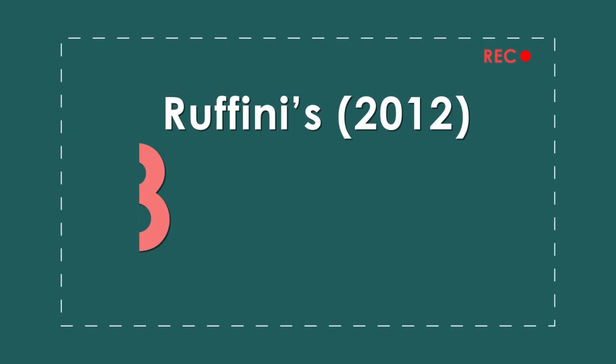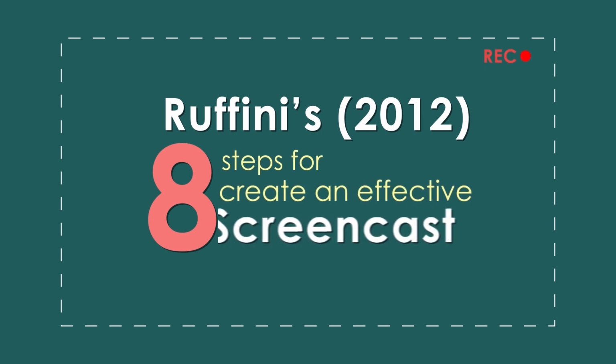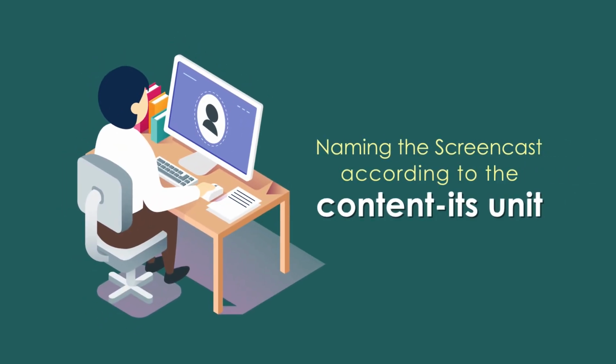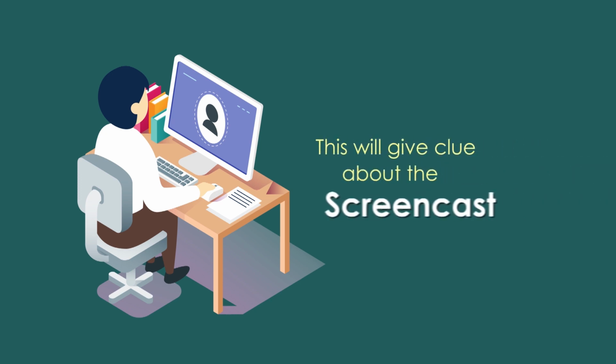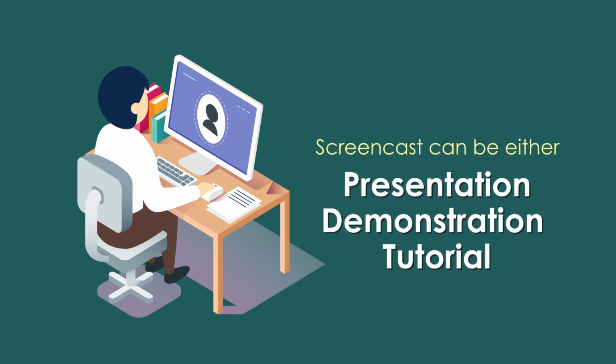Ruffini in 2012, he talked about 8 steps which will help you in creating an effective screencast. The first, he said, is topic. Naming the screencast according to the content, that is for which you are making it, the unit. This will give clue about the screencast. Screencast can be either presentation, demonstration or a tutorial.